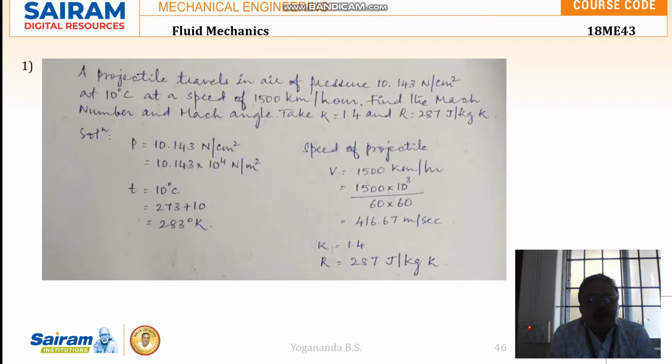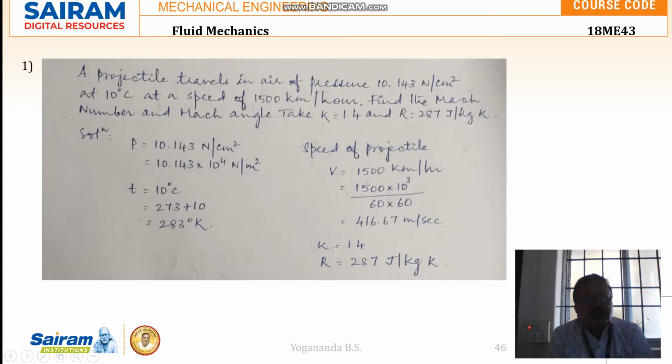We'll solve some more problems in compressible flow. So the statement of the problem goes like this. A projectile travels in air of pressure 10.143 Newton per centimeter square. That should be converted into Newton per meter square. 1 centimeter is 10 to the power of minus 2 meter, so 10 to the power of minus 2 squared means 10 to the power of minus 4 in the denominator. That goes to the numerator and it becomes 10 to the power of 4.